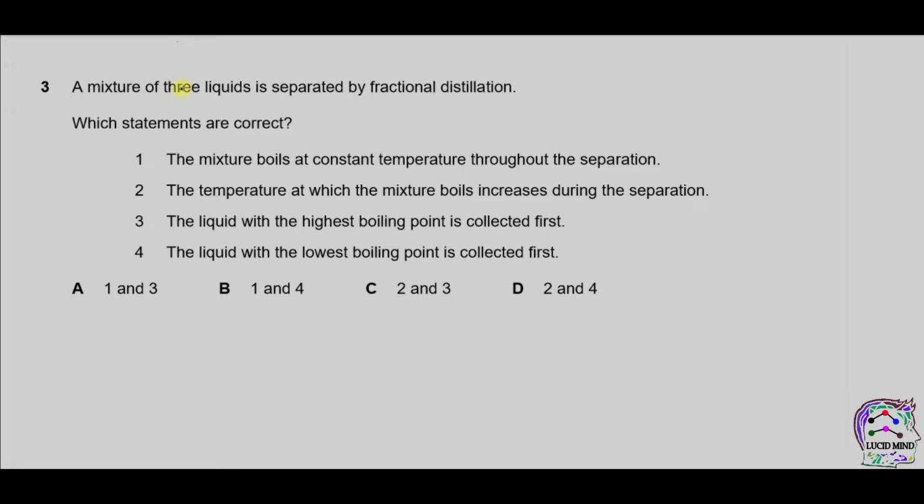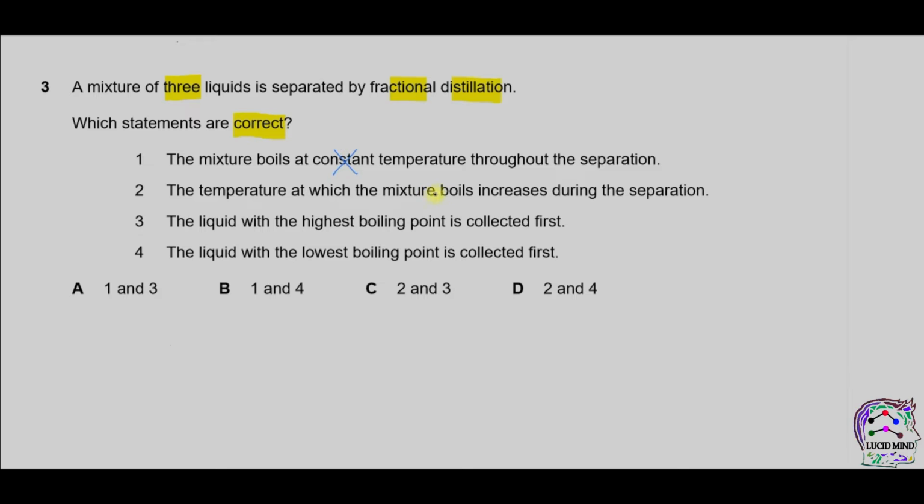Question 3. A mixture of three liquids is separated by fractional distillation. Which statements are correct? Number 1. The mixture boils at constant temperature throughout the separation. This is incorrect because the mixture does not boil at constant temperature as we are separating by fractional distillation, so slowly temperature will rise.